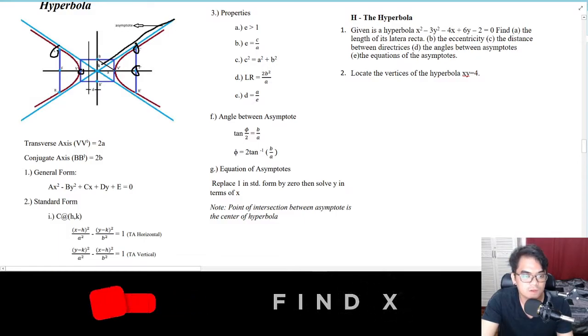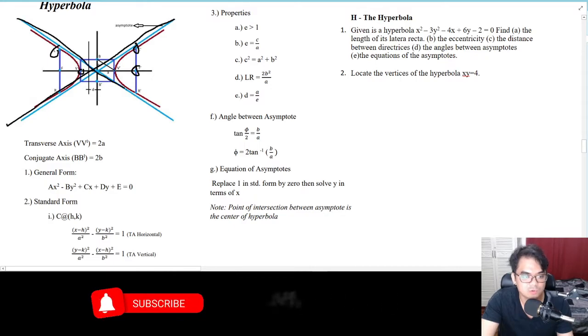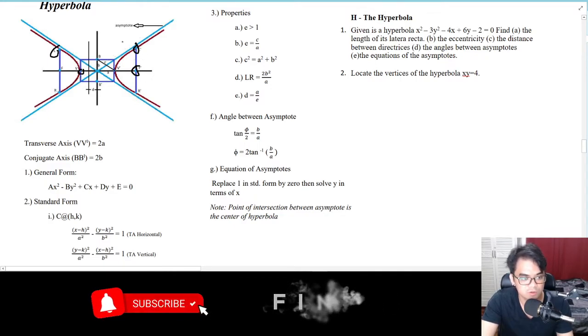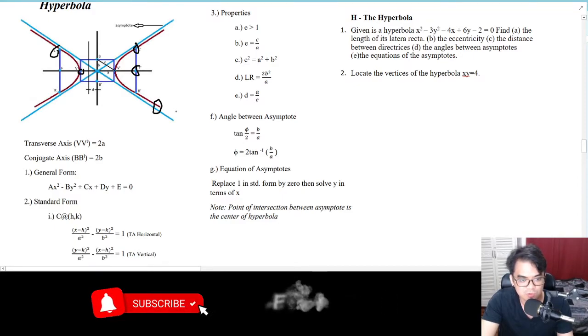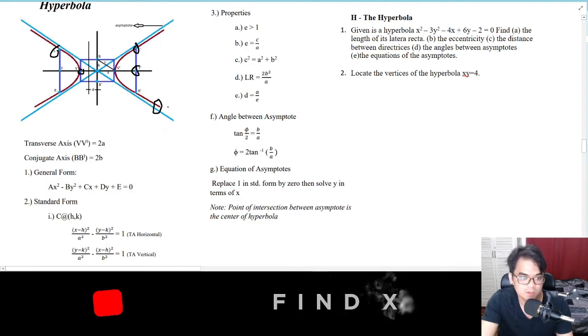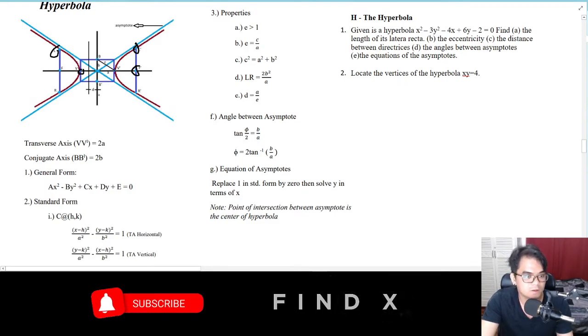We also have here the asymptote. Okay, the asymptote is the line that guides the hyperbola. But as you can see, the hyperbola and the asymptote will just go longer and longer, but they will never meet. Okay, and what else?